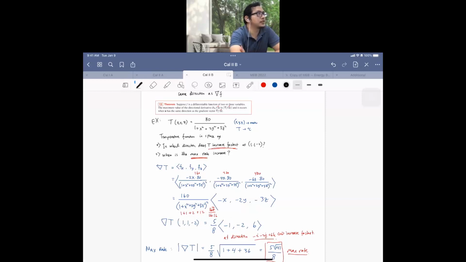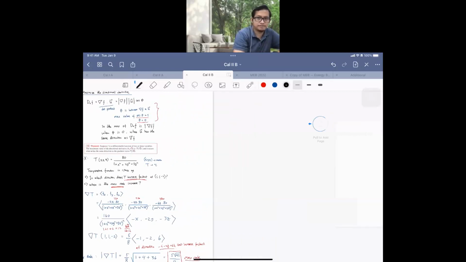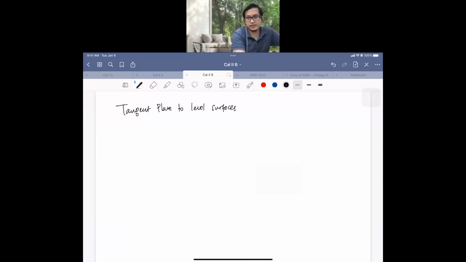Okay, next section is about the tangent plane to level surfaces. So let me move to the next page. So, tangent plane to level surfaces. From previous sections, I think from 14.4, we know the tangent plane equation, which we can write as this, right?